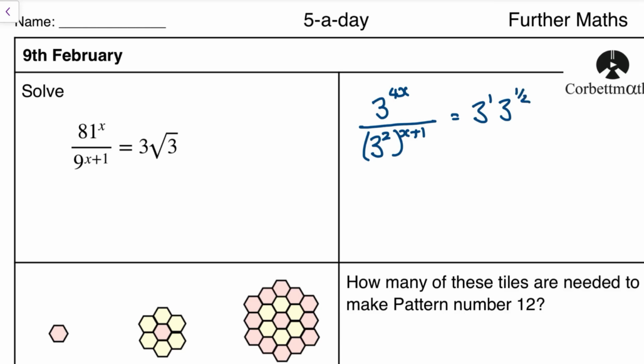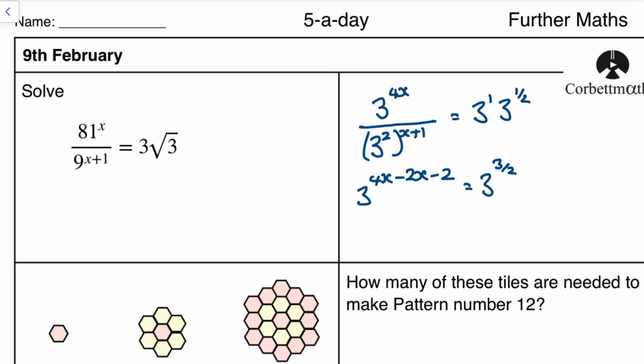So let's deal with the left-hand side. So I've got 3 to the 4x. Divided by means take away. So I'm going to take away the expansion of 2 times x plus 1. So I'm going to take away 2x and take away 2. And that's equal to, on the right-hand side, 1 plus a half, which is 3 to the 3 over 2. In other words, 1 plus a half.